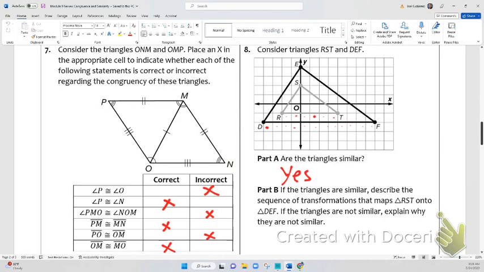So again, first we have to find the scale factor. So D to F is 12, and then R to T is 6. 12 divided by 6 gives you 2, which means that the triangle DEF is 2 times bigger than RST. So for this one, we just say dilation of 2. And once you make it 2 times bigger, then you don't need to do anything else because they will match up perfectly for number 8.